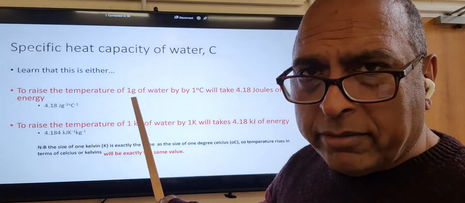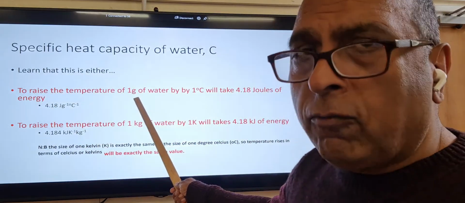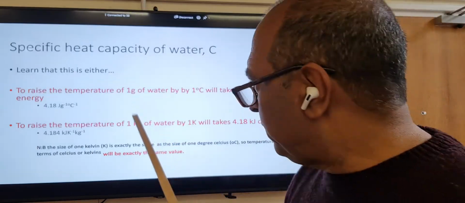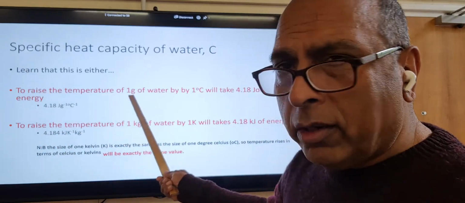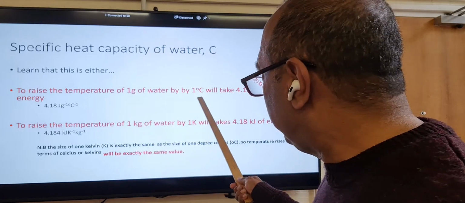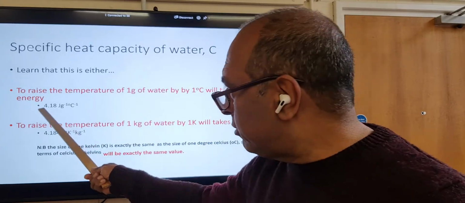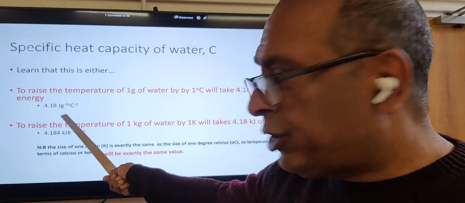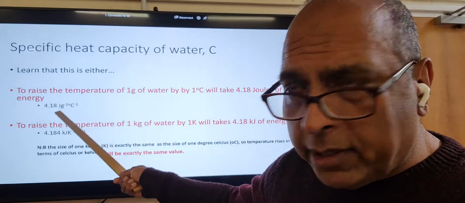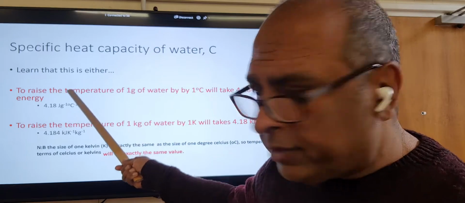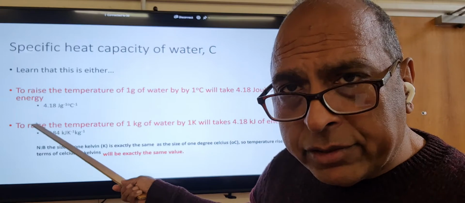Sorry, that's per gram. Let me say that again. To raise the temperature of 1 gram of water, that's the first sentence. This is the kilogram sentence. I'm sorry, I got them mixed up. So let's just start again. To raise the temperature of 1 gram of water by 1 degree will take 4.18 joules of energy, and there it's written 4.18. Capital J for joules, small g for grams, -1 means per gram, and degree Celsius per degree Celsius, 4.18 joules per gram per degree Celsius.